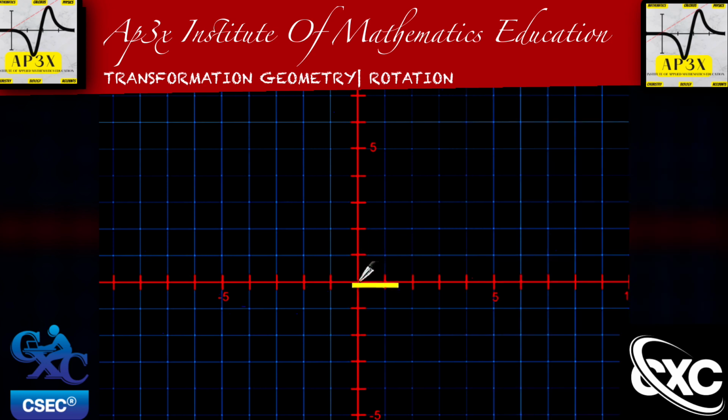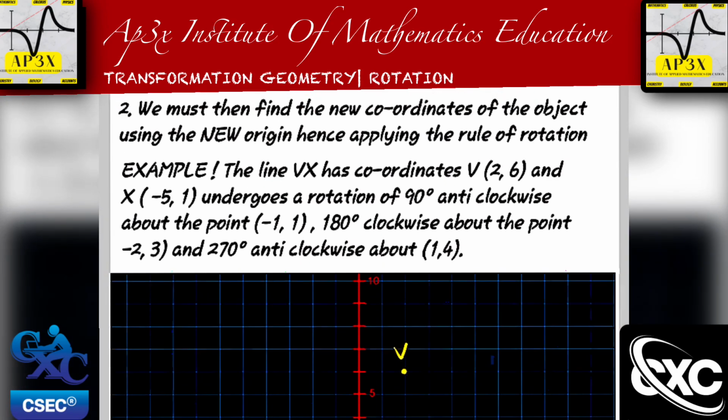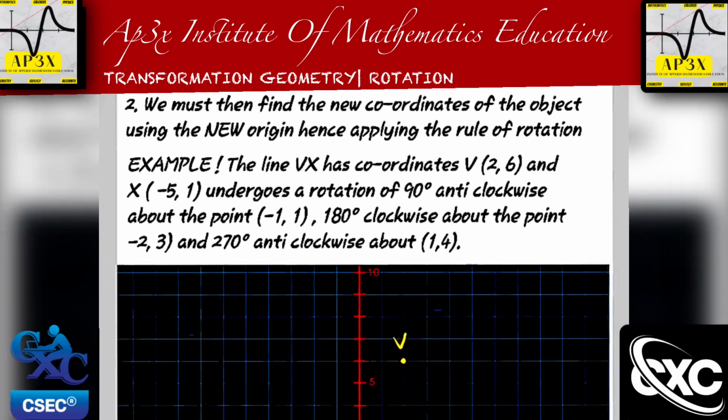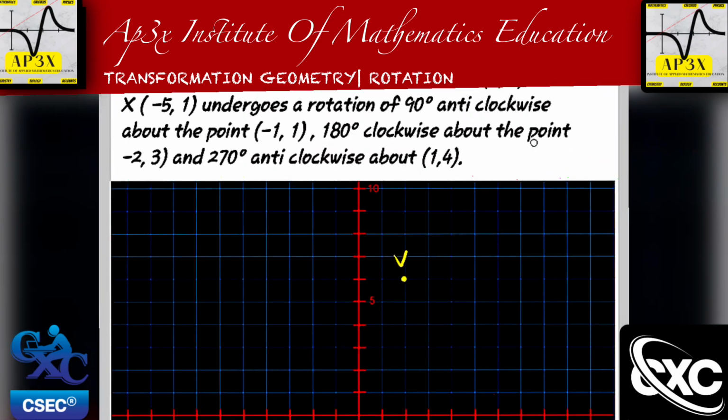So (2, 6), that is 2 to my right, 1, 2, 3, 4, 5, 6, and (5, -1). That's going to be 1, 2, 3, 4, 5, -1. So that's going to be my point V, and this is going to be my point X. So that's VX. Let's make sure that we have everything right. (2, 6) and negative, oh, actually it's (-5, 1). So it's not (5, -1), it's (-5, 1).